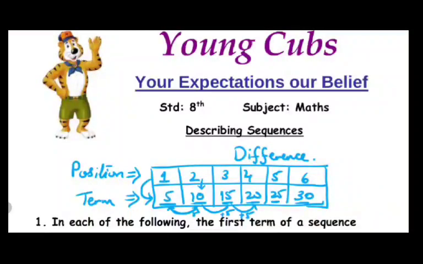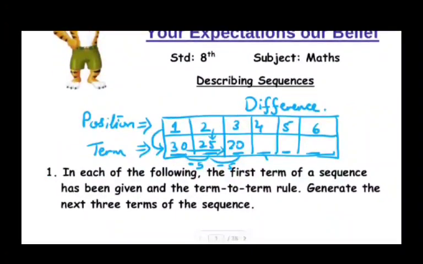Similarly, if I would have the sequence reversed, so the term in the first position would be 30, 25, 20. In that case, my difference between two terms would be a negative 5. Alright? So, if the number increases, it will always be a positive difference. If the number decreases, it is going to be a negative difference. Hope that much is clear, children.